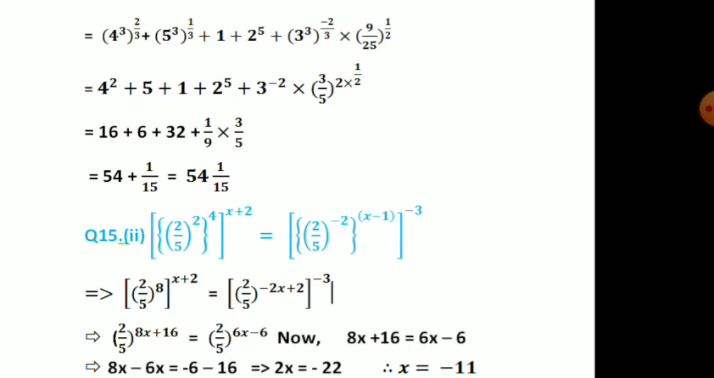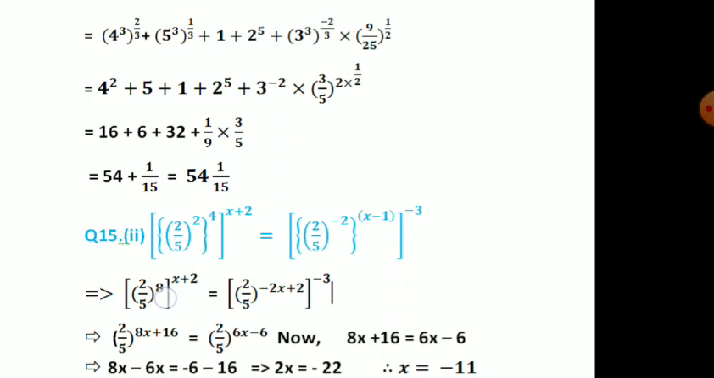Question number 15: 2 by 5 whole square, whole to the power 4, whole to the power x plus 2, is equal to 2 by 5 whole to the power minus 2, whole to the power minus 1, x minus 1, whole to the power minus 3. Now let us start solving it from the first and the second bracket.